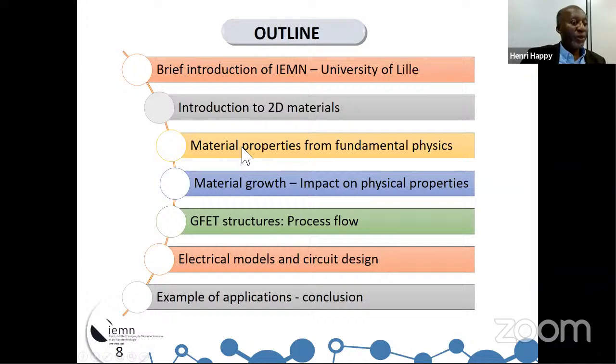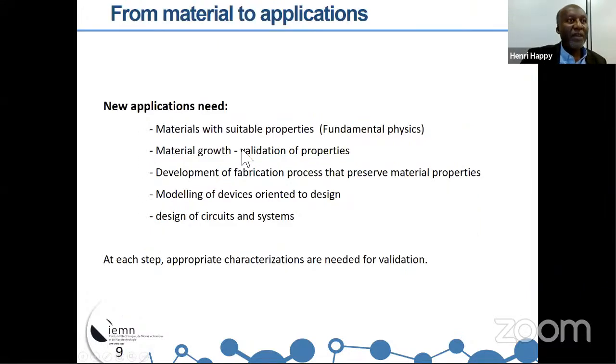So now I will move to the 2D materials in the scientific part of my presentation. What I want to say here is that I will illustrate in my talk how to move from material to applications. And I will take the example of graphene to make this illustration, because typically when you have a new material, you need to know the properties of the material. That means you need to do fundamental physics. You need to learn how to grow the material, and you need to validate the properties of the material according to the theory you have developed.